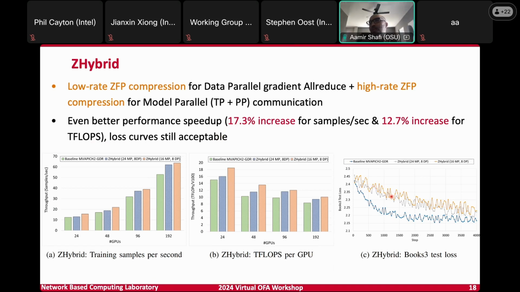And I mean, there is still loss. Initially there is more loss, but as the training reaches the end of the execution, the loss is also becoming more acceptable in this particular case.